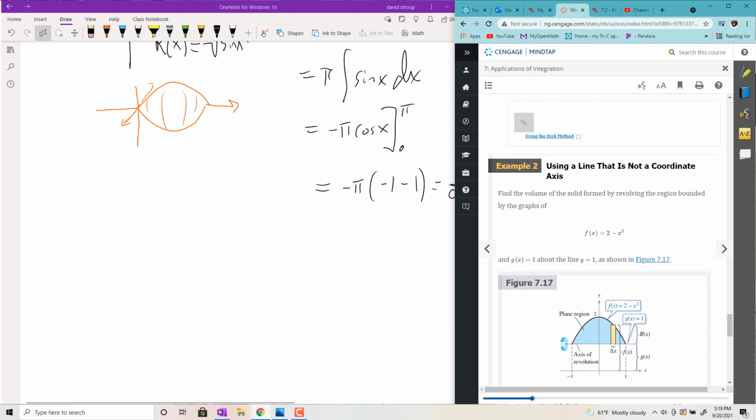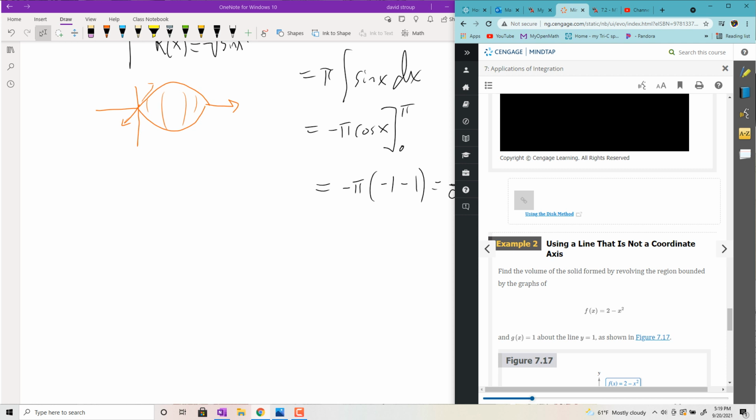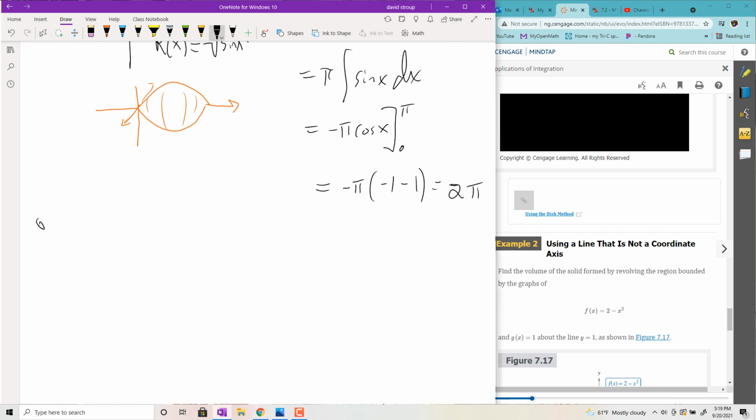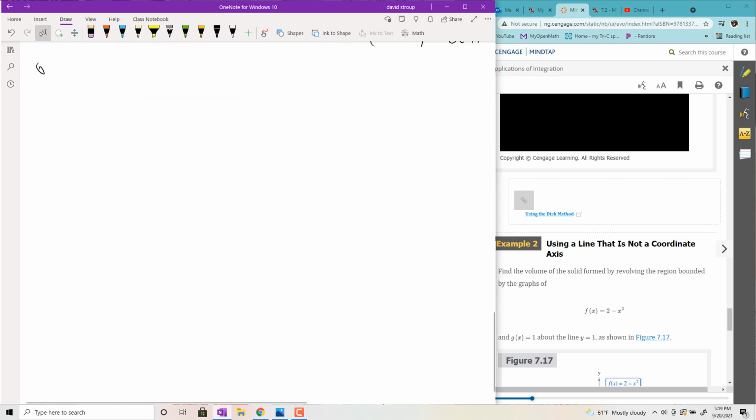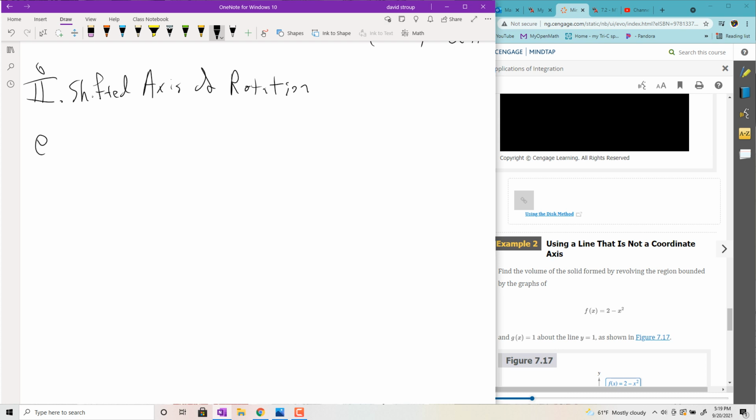Rotating about a line that is not the coordinate axis. So this is a shifted axis of rotation. Maybe I should make a new section for this. So we'll make this section 2, shifted axis of rotation. Whenever I do these, I think in terms of differences of rectangles, and that will give me my radius. Okay, so we've got example 2 to play around with. Let's see what happens.